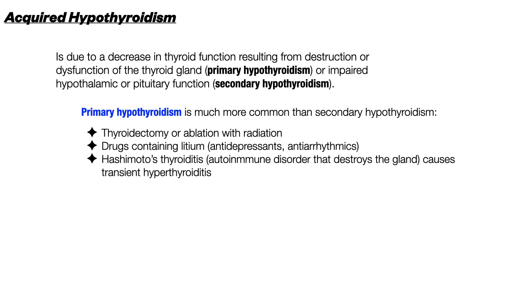About acquired hypothyroidism, it may be primary, that is, affecting the thyroid gland itself, or secondary due to hypothalamic or pituitary malfunction. Primary hypothyroidism is way more common, and it can be caused by medical removal or destruction of the gland, or by medications containing lithium. This is normally prescribed to depressive patients, or immune destruction of the gland, like in Hashimoto thyroiditis.